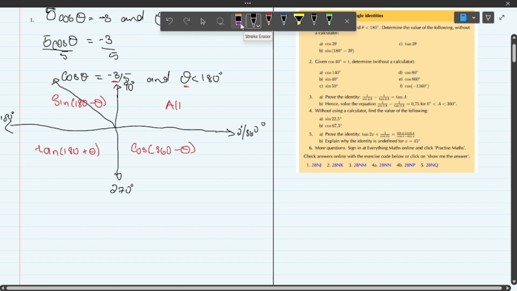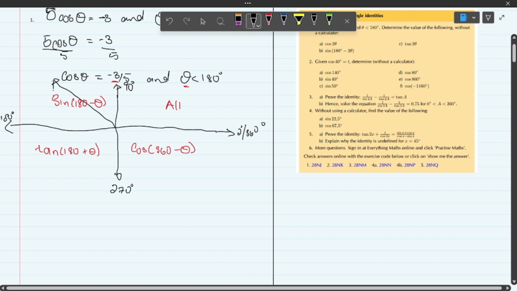Grade 10 and grade 11 trigonometry are the building blocks of grade 12 trigonometry. In grade 12, they only introduced two topics, the double angle and the compound angles. That's it. So let's get into the question. So now it says it's minus 3 over 5, right?